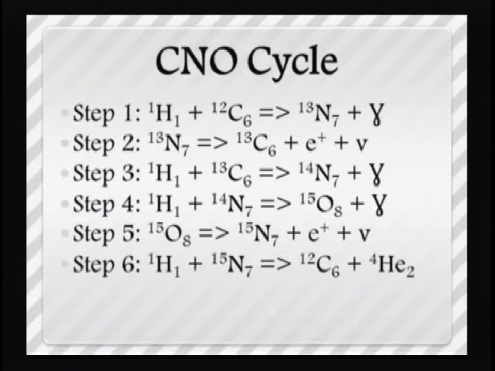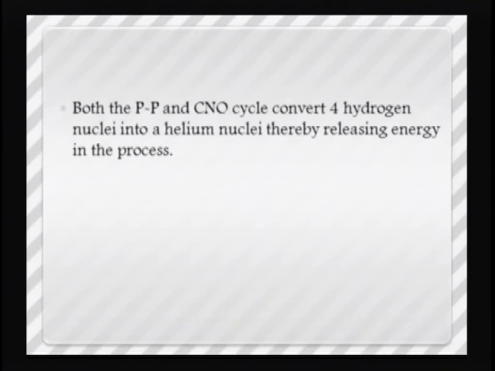Do I expect you to ever have memorized a proton-proton chain or the carbon-nitrogen-oxygen chain? No. But I do expect you, if you would see it again, to be able to use it and to understand what it's telling you. Like I said, both the proton-proton and the carbon-nitrogen-oxygen cycle will go ahead and convert 4 hydrogen nuclei into helium. So, like I said, they're basically doing the same thing, just through different mechanisms.